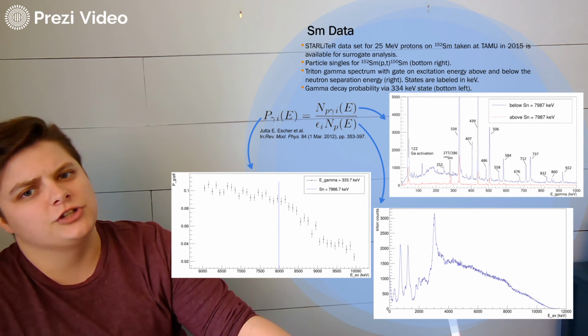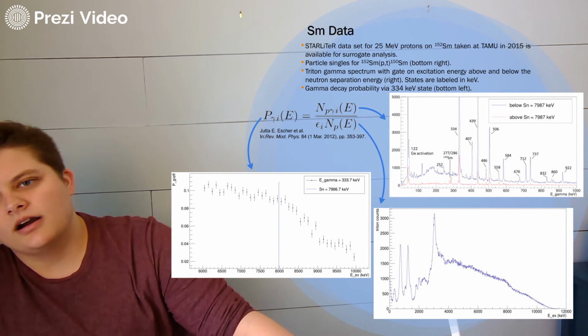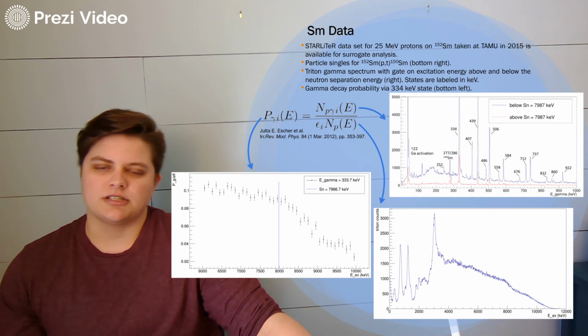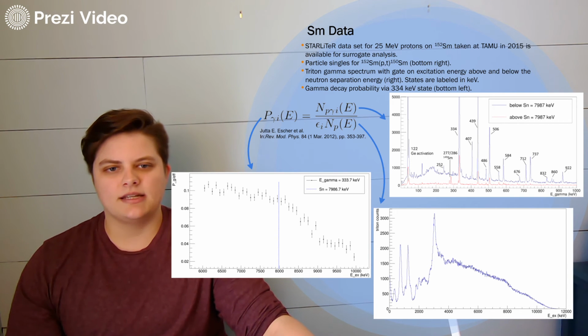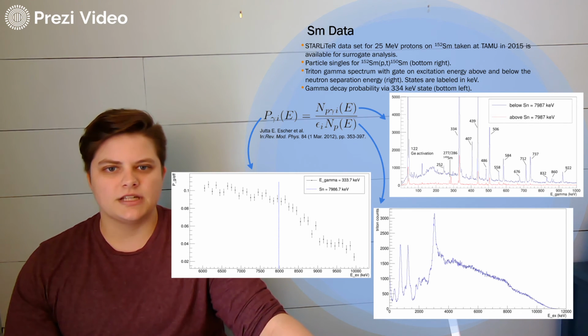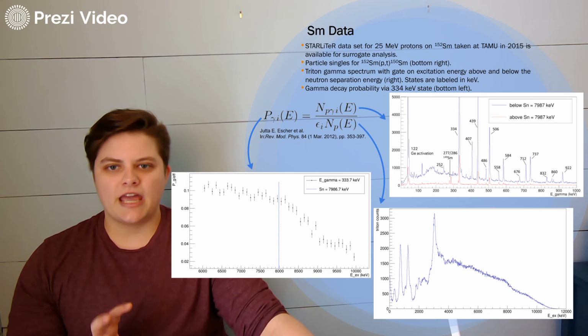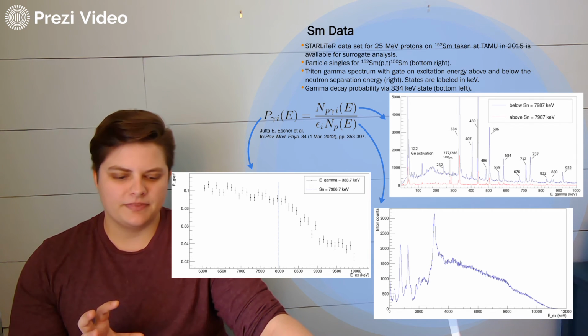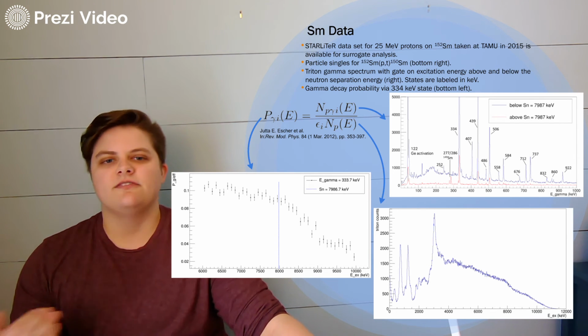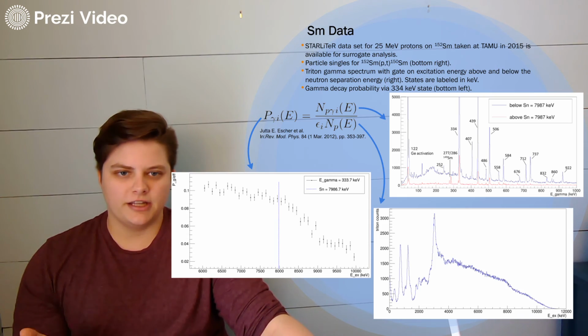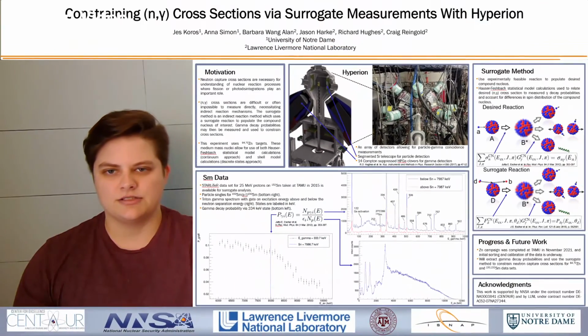And you can see above that neutron separation energy, our gamma emission probability drops off, as we would expect as that neutron evaporation channel opens up. So these decay probabilities are the experimental quantity that we then feed back into our Hauser-Feshbach calculations that allows us to constrain the neutron capture cross-sections.